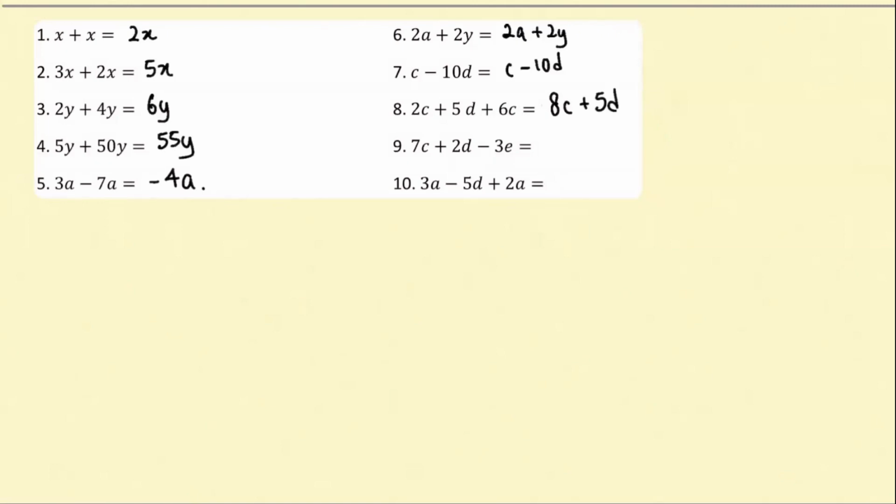All right, so next 7c plus 2d minus 3e, do they have same unknowns? Nope. So we can't do anything here, just leave it be. Okay, 3a minus 5d plus 2a. 3a cannot minus 5d, but can plus 2a, right? So 3a can do with the 2a. And then the minus 5d, we can't do anything here. So that will be your final answer.